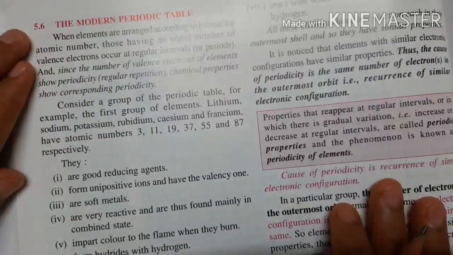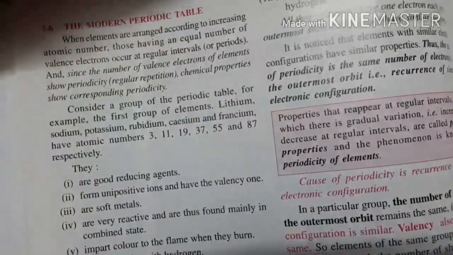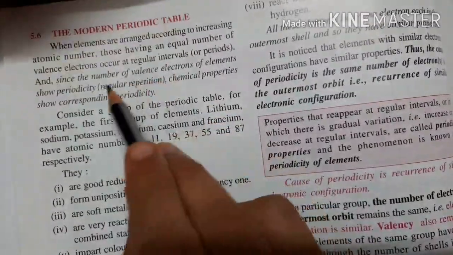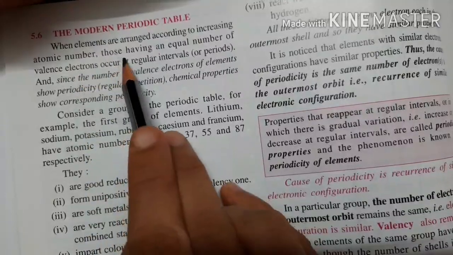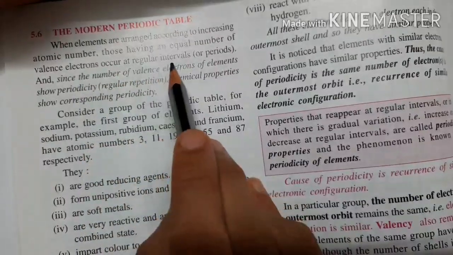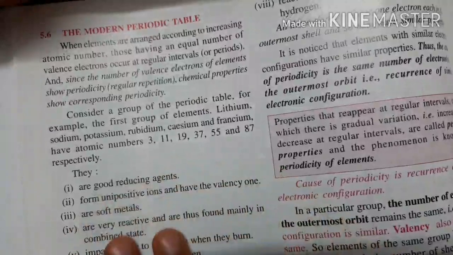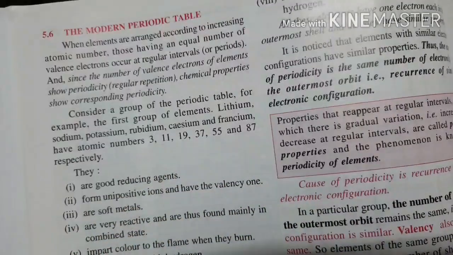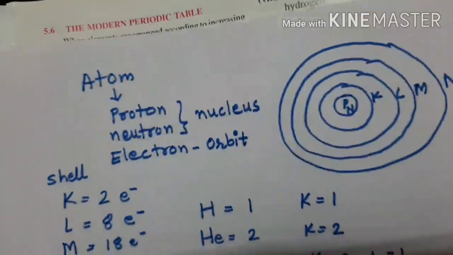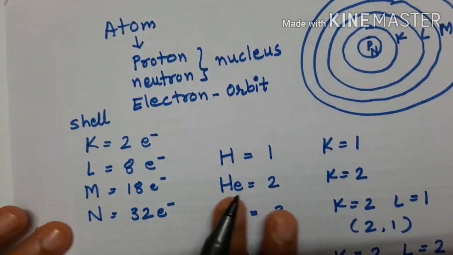In the modern periodic table, when elements are arranged according to increasing atomic number, those having an equal number of valence electrons occur at regular intervals or periods. Now this is very difficult to understand. For that, first I am explaining a few things that you have learned, very important for this understanding. Okay, now concentrate here.